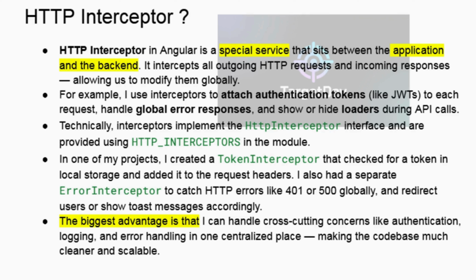Technically, interceptors implement the HttpInterceptor interface and are provided using HTTP_INTERCEPTORS in the module. In one of my projects, I created a token interceptor that checked for a token in local storage and added it into the request headers. I also had a separate error interceptor to catch HTTP errors like 401 or 500 globally and redirect users or show toast messages accordingly. The biggest advantage is that I can handle cross-cutting concerns like authentication, logging, and error handling in one centralized place, making the code base much cleaner and scalable.